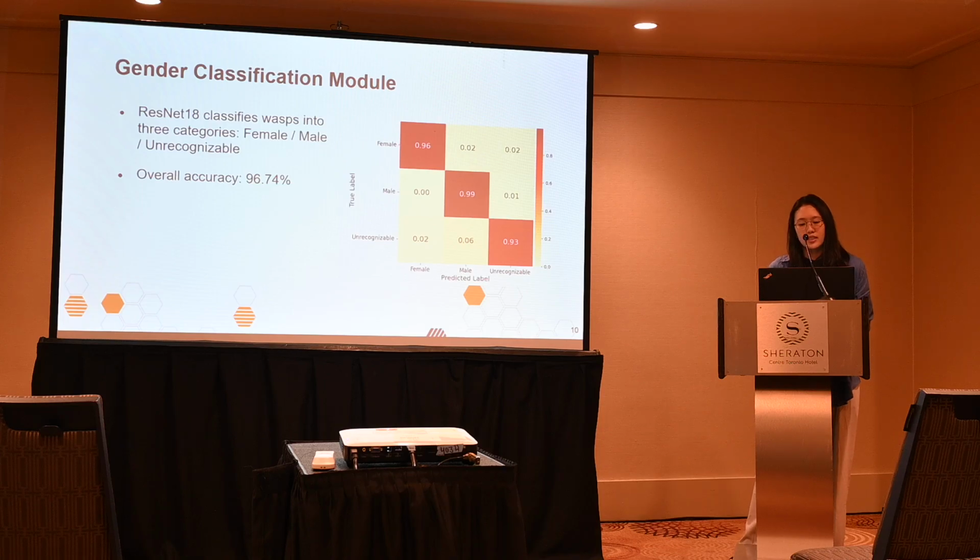The next stage is the classification. Each cropped wasp is labeled as female, male, or unrecognizable using ResNet-18. Even with the subtle differences, the model performs well. It achieved 96.74% overall accuracy, and I also put my confusion matrices on the top. Most wasps are classified correctly with very few misclassifications.